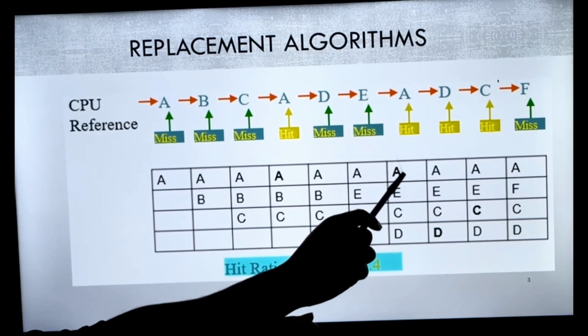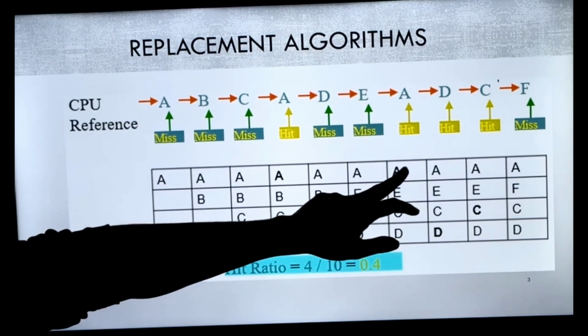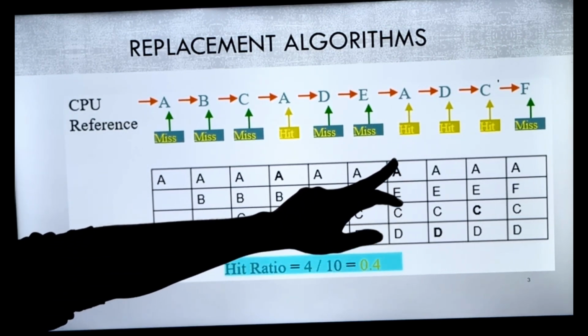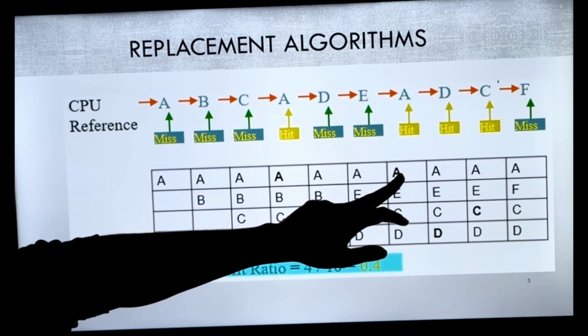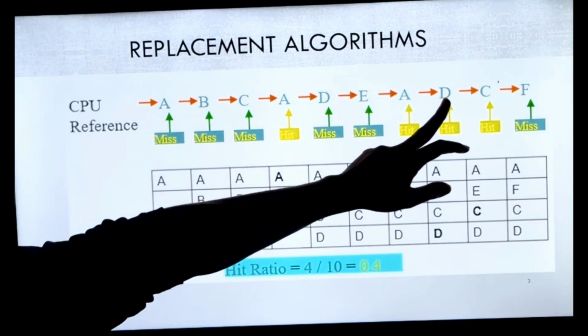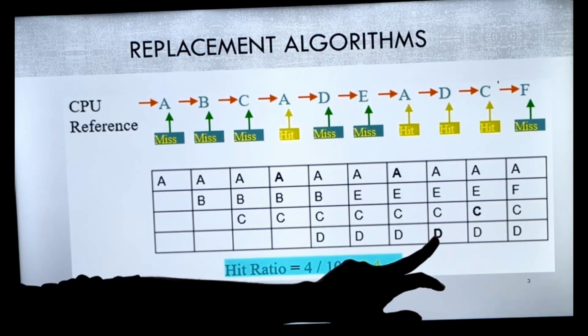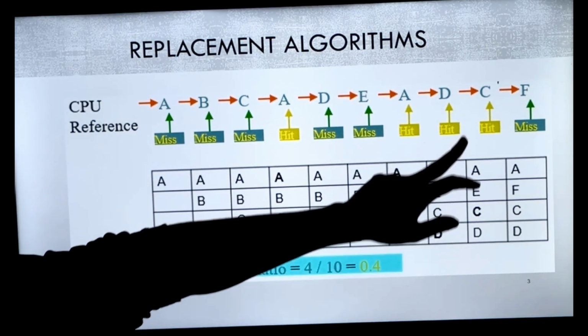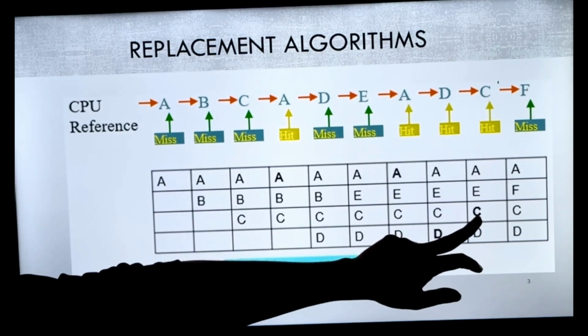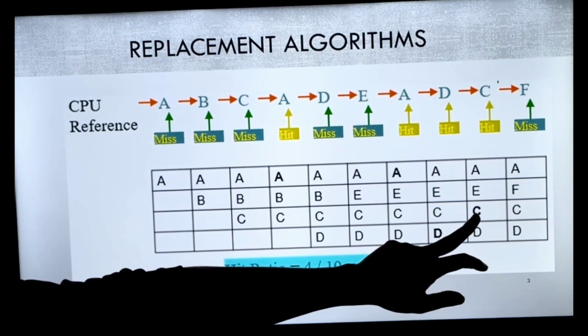Again, after some time, your CPU is requesting A. Now again, A is the recently used one. Fine, A is there, it's a hit and it's the most recently used. It's not the oldest one. Again, I am requesting D. D is also there, so D is also not the oldest one, it's recently used. Now I want to use C. Yes, C is also there. It's a hit. C is the most recently used.